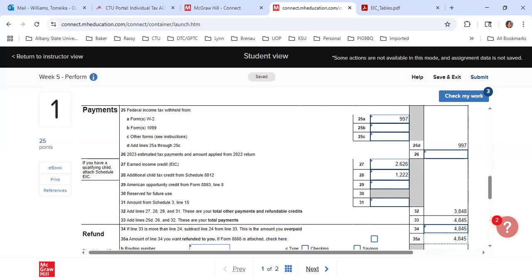So please confirm that you have this, and then I'm going to do a check my work. And we're going to quickly move through the next problem because it is not a tax return that we are completing on the next problem. So just confirm that you have this before we move forward.